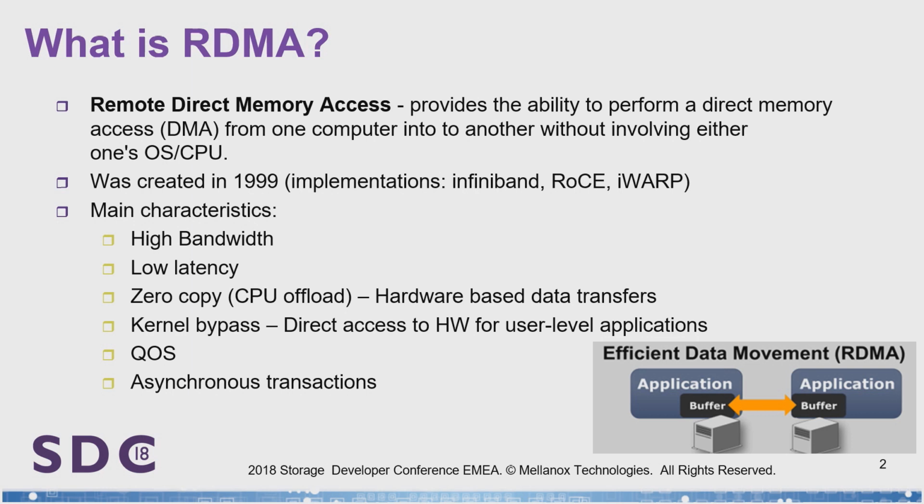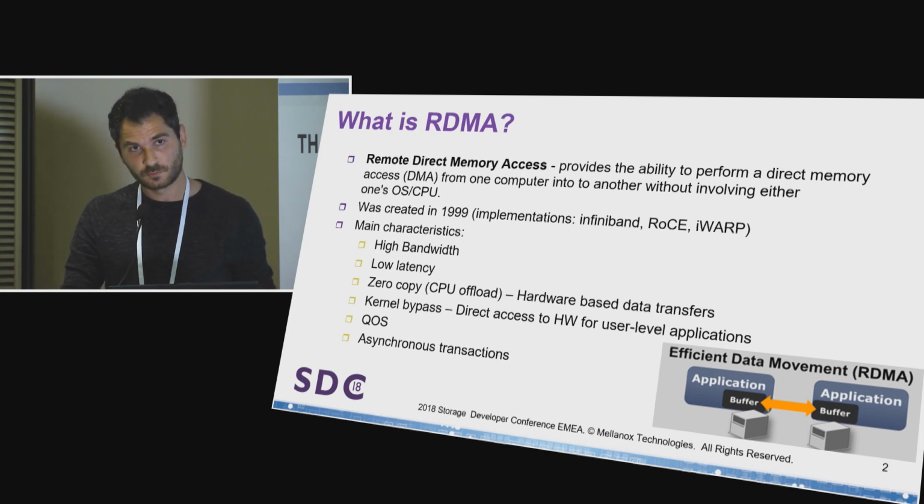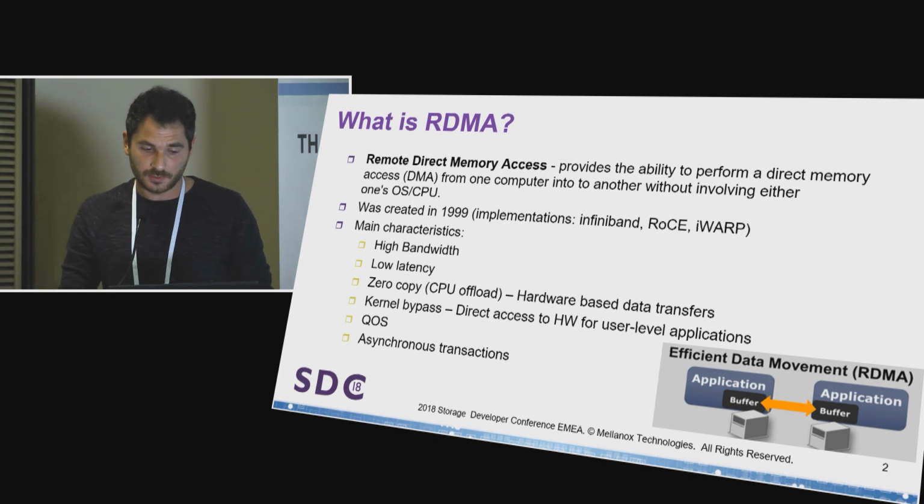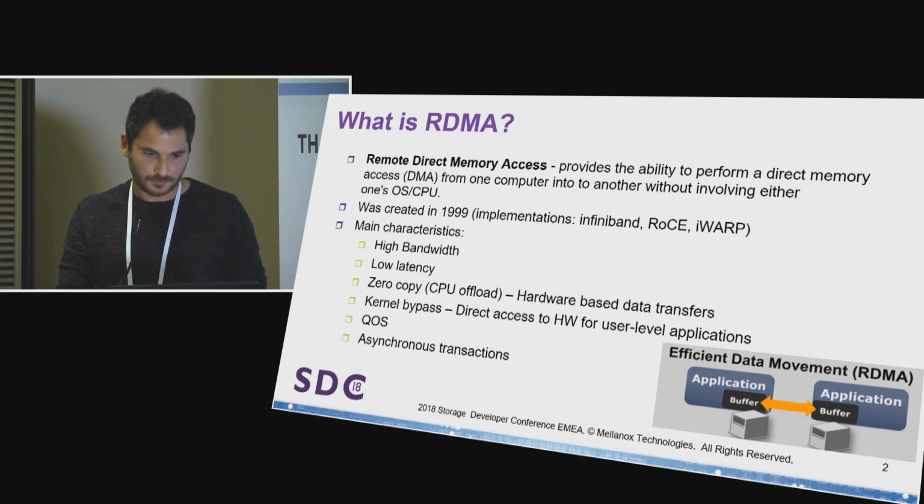It provides you the ability of directly accessing the memory of a remote host without involvement of both sides' CPU and operating system. People say it's a fast and efficient way to move stuff from one server to another, and in our case, this stuff is storage protocols. It was first created and implemented in 1999 with the InfiniBand protocol. Later on, RoCE and iWARP came along.